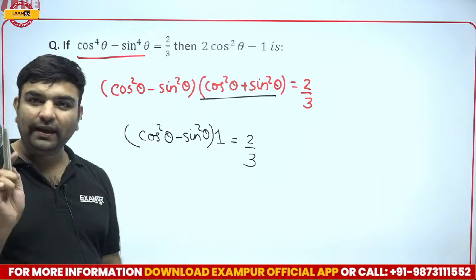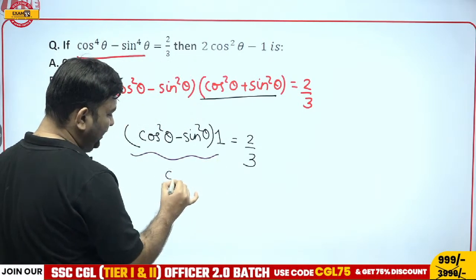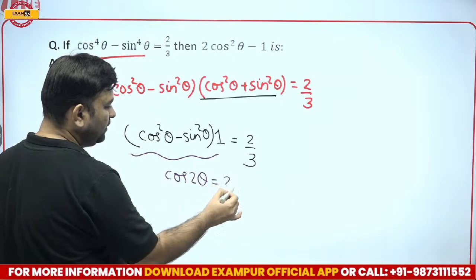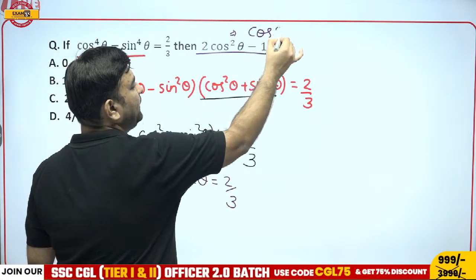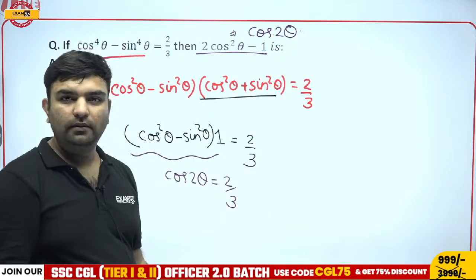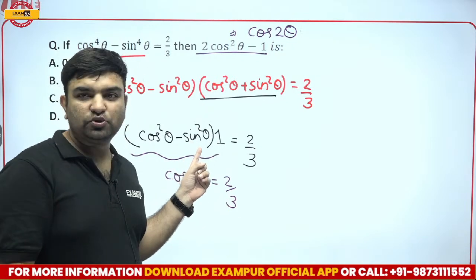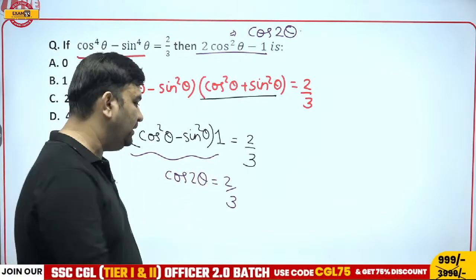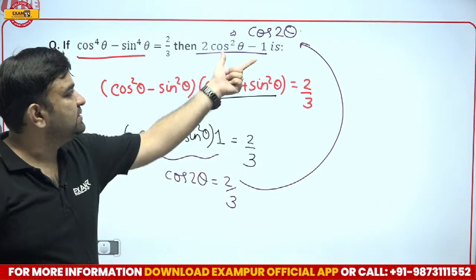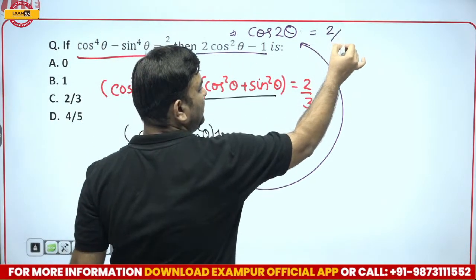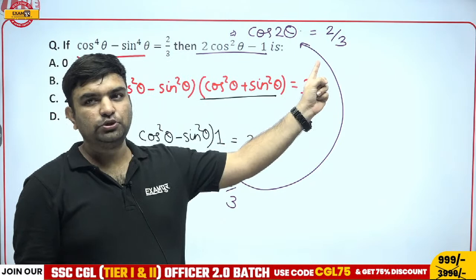If you closely remember, this is also cos 2 theta, and the question asked is also cos 2 theta. They are interconvertible, guys. Writing sin square theta as 1 minus cos square theta will interconvert them. So if cos theta is 2 by 3, this cos theta is also 2 by 3. Answer.